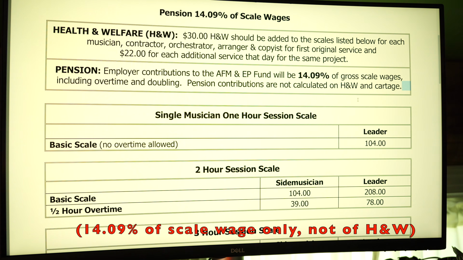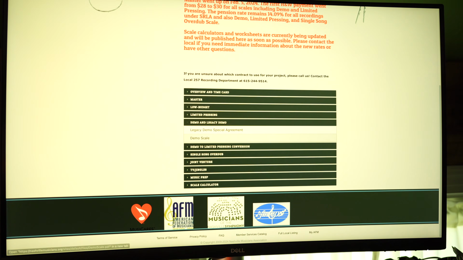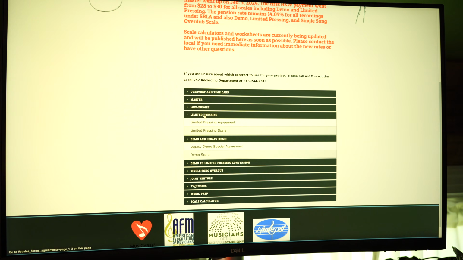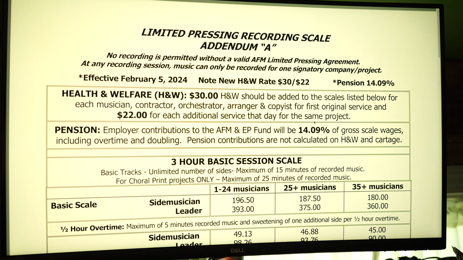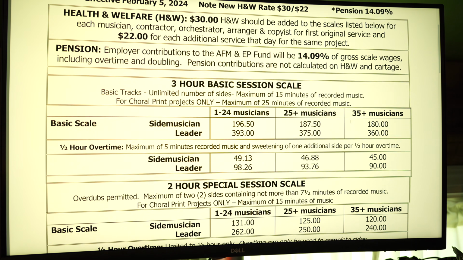I'll tell you what, there's a scale here, last scale I want to talk about. This happens a lot. It's called limited pressing. And limited pressing is goofy. Limited pressing, you're basically saying, I will not make this amount of physical copies of this song. That doesn't make any sense. That doesn't make any sense at all. Limited pressing, here we go.